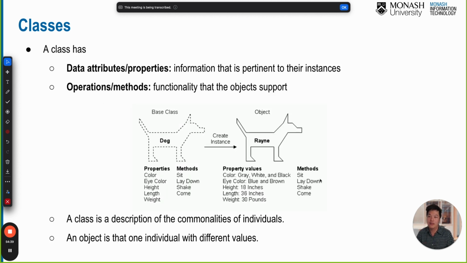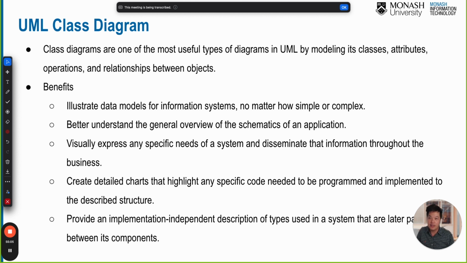That's the OOP, okay? As I already mentioned, a class can have data attributes and can have operations. An object is one individual with different values. So we have the dog, just a concept, but we can create multiple dog objects here. One can be gray, another one can be white, another one can be black, another one can be brown. That's the object, okay?